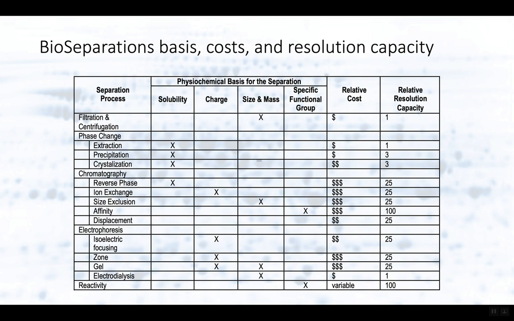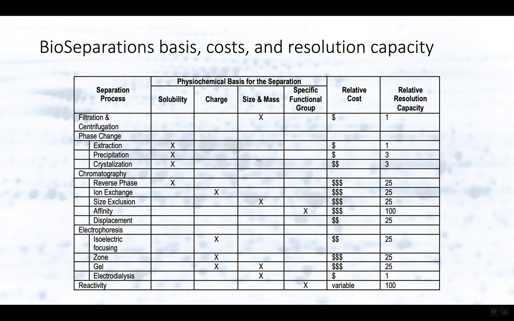Now, the other thing I've added to this table is an idea of the relative cost of each process. Okay, phase changes are relatively cheap. Extractions are relatively cheap. They're about the cheapest thing you can do other than filtration. And those are all very, very inexpensive processes, but they have very low resolution capacity.